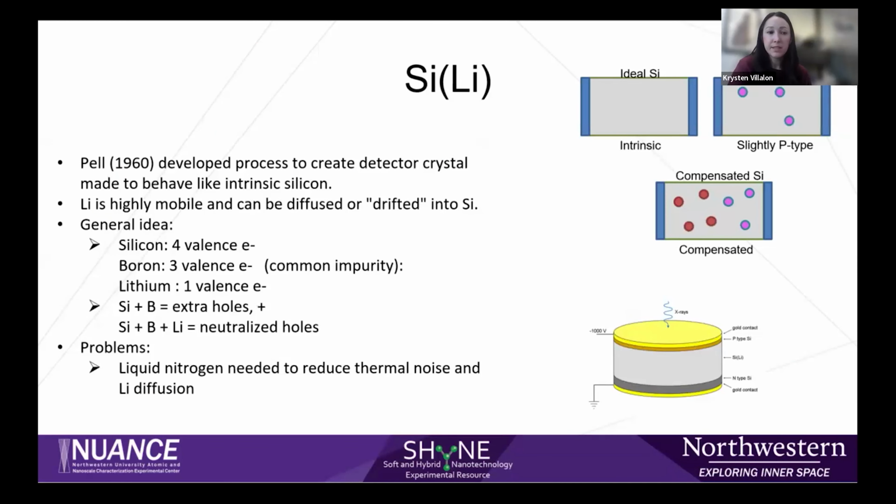This was developed in the 60s. The process behind this detector was based on the fact that the silicon crystals they were making often had a lot of boron impurities. So what they would do is use lithium doping to diffuse into the crystal and basically help balance some of these extra positive holes that were in the silicon semiconductors. The problem is that lithium is highly mobile, it diffuses very easily, there's a lot of noise, and so you need liquid nitrogen to cool a Si(Li) detector.